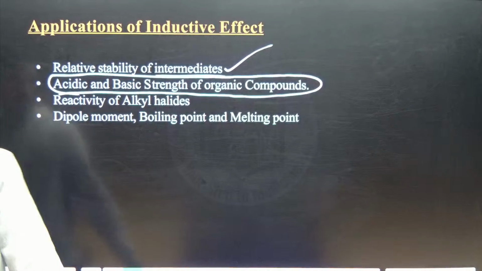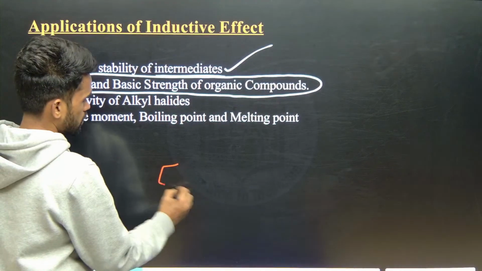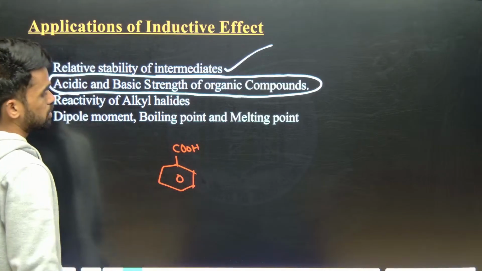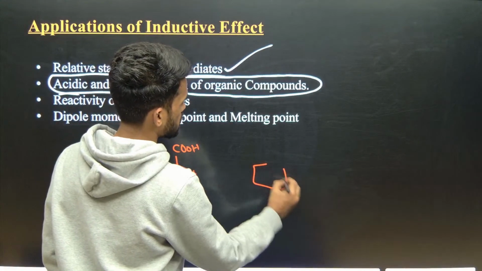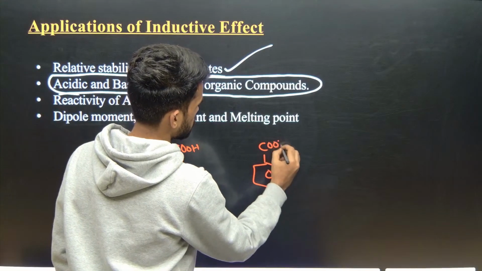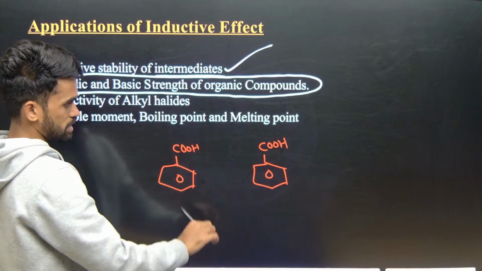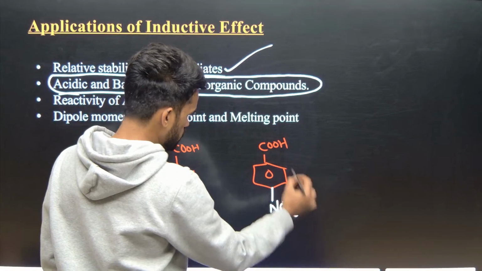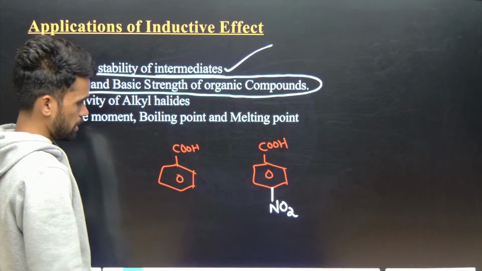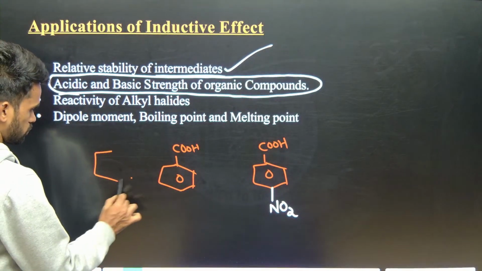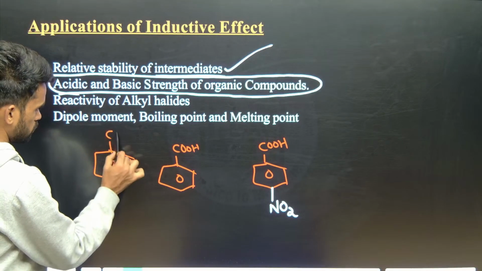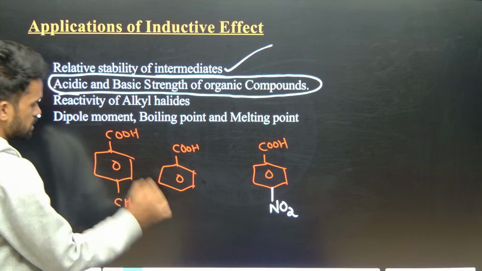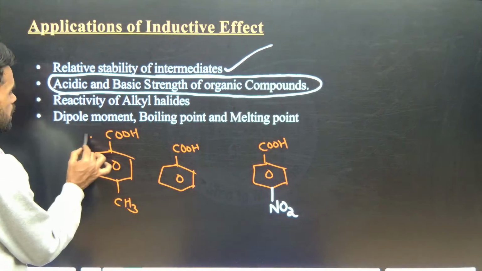For example, I am giving you an acid here. See, this is a carboxylic acid. Okay, here I am writing one more carboxylic acid like this. Both of them are looking the same now. Let me add here one nitro group. Here no group is there, and let me make one more question. Here one CH3 group I am adding. So I am saying A, B, C.